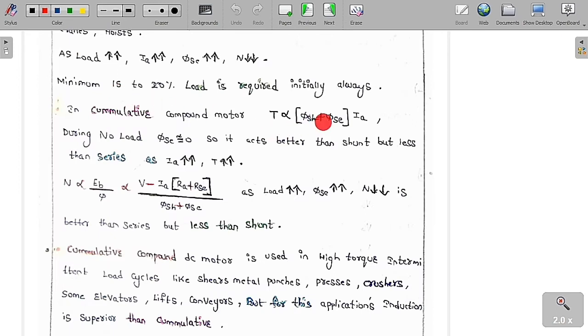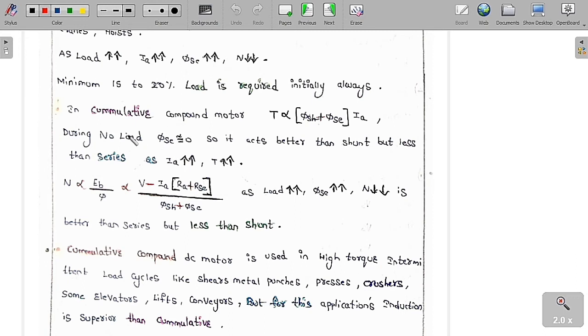I have already told you, you always have to keep the load. A minimum of 15 to 20% load is required initially. So never operate the DC series motor at no load condition. Otherwise the speed is very high and it will be damaged. So these are some of the important points regarding the DC series motor.